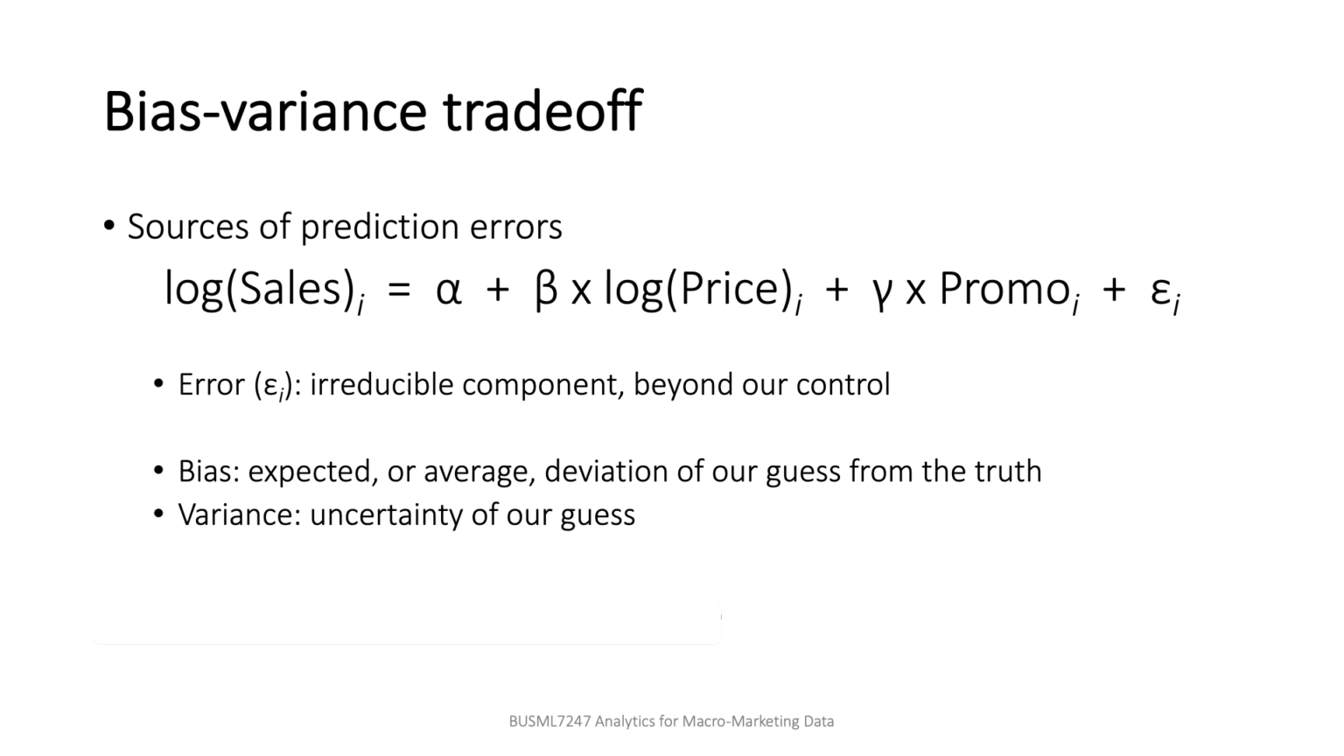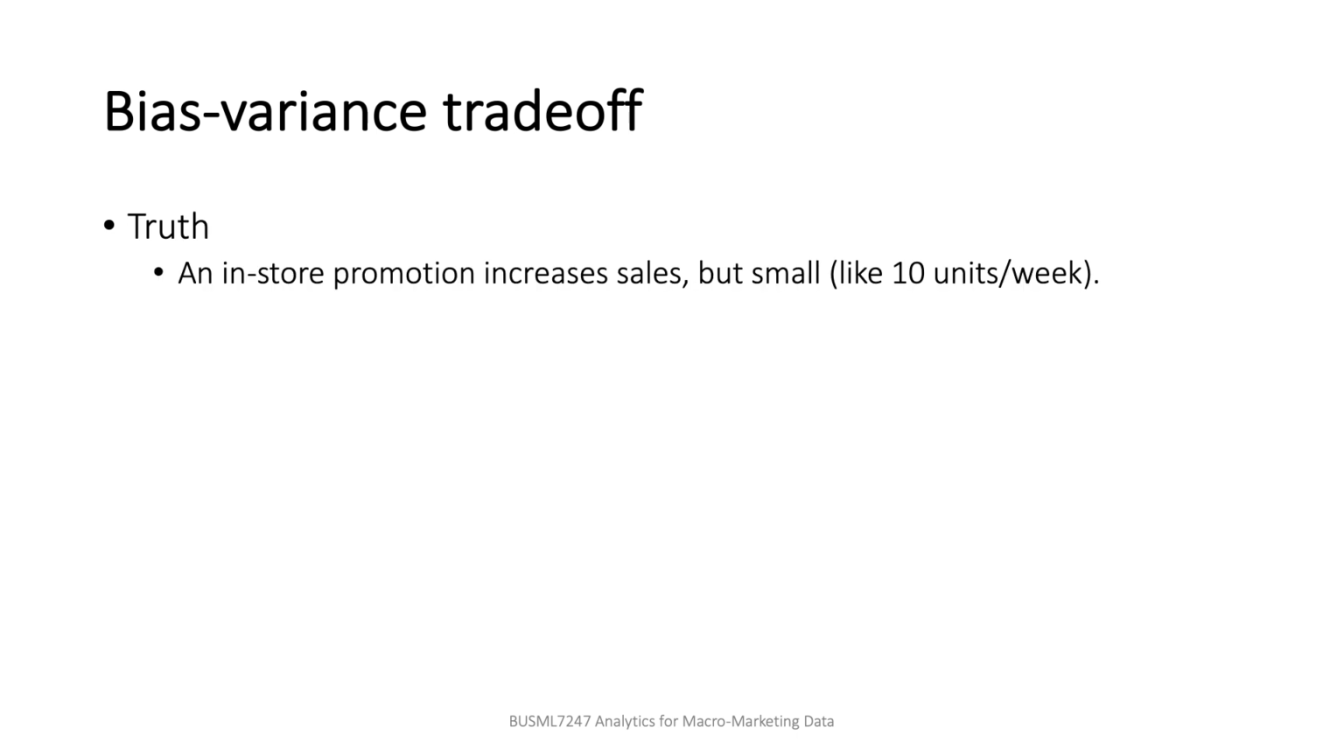Third, variance. This is also coming from our guess, but different from the bias. It is about the uncertainty of our guess. Now I'm going to give a stylized example for your better understanding of the bias and variance.